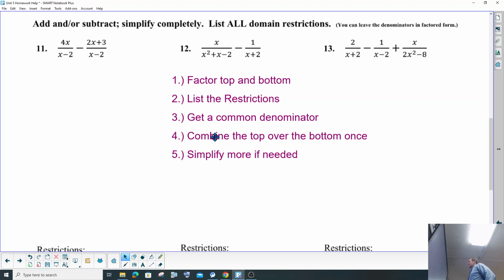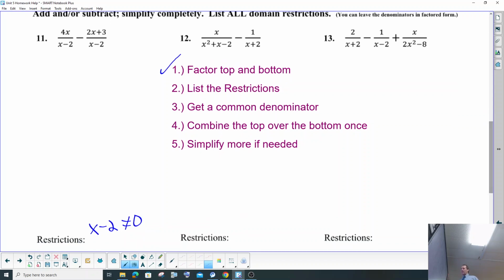All right. So then, number 11. We already have a common denominator. Factor the top and bottom, we don't need to. List the restrictions. Yeah, we can list the restrictions. So the restrictions down here, you take the x minus 2 and set it not equal to 0. Then add 2 to the other side. So x can't equal 2, because if you put a 2 in there, 2 minus 2 is 0.